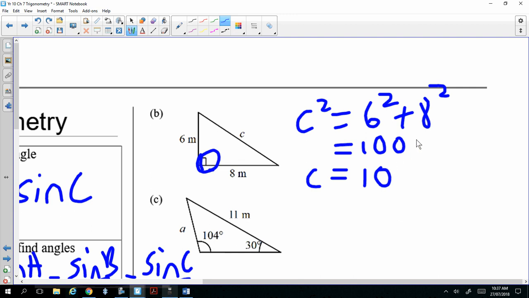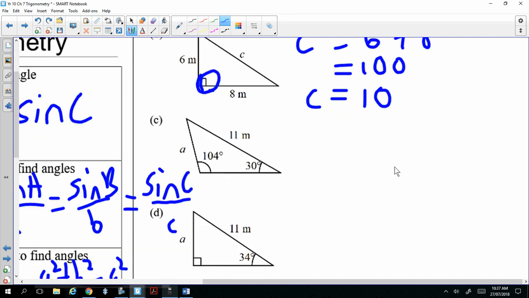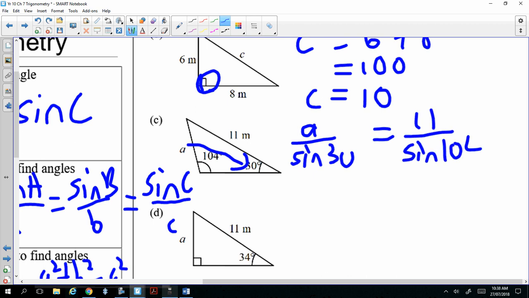Now, how about the next one? What rule would you use? Is it SAS? Is it SSS? None of these, so it's a sine rule. So you start off with a over sine of 30, opposite to the side a, equals 11 over sine 104. And then how do I find a?